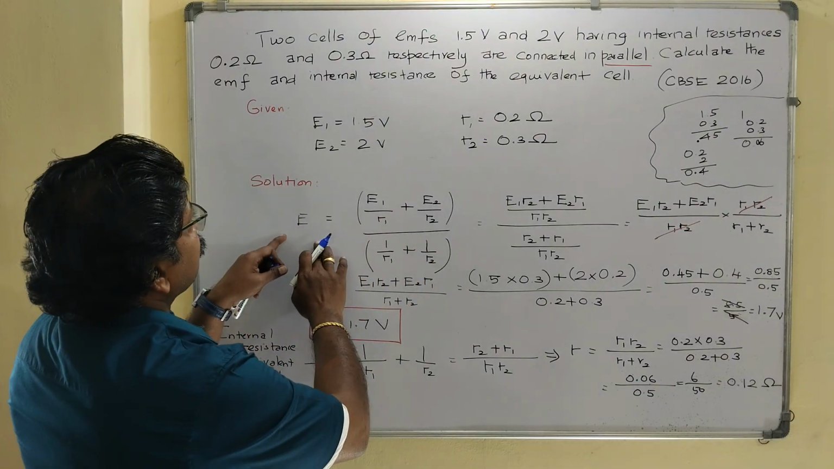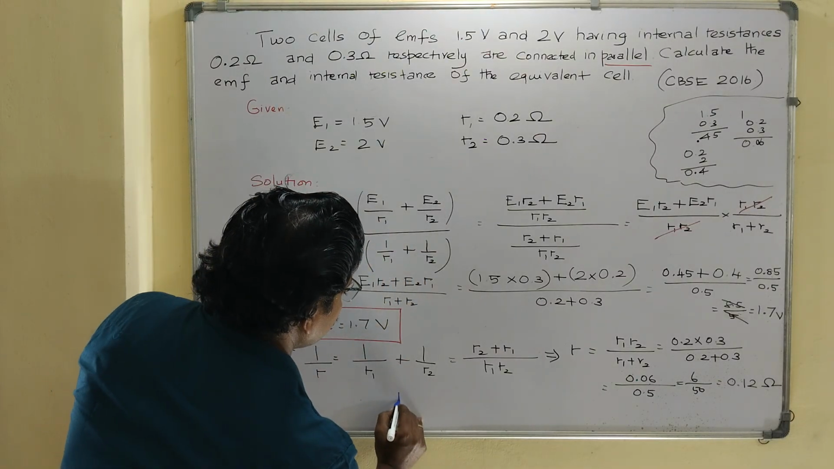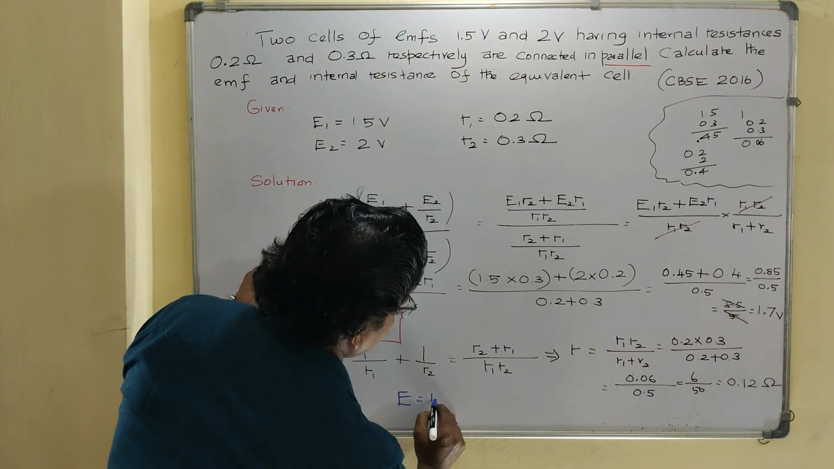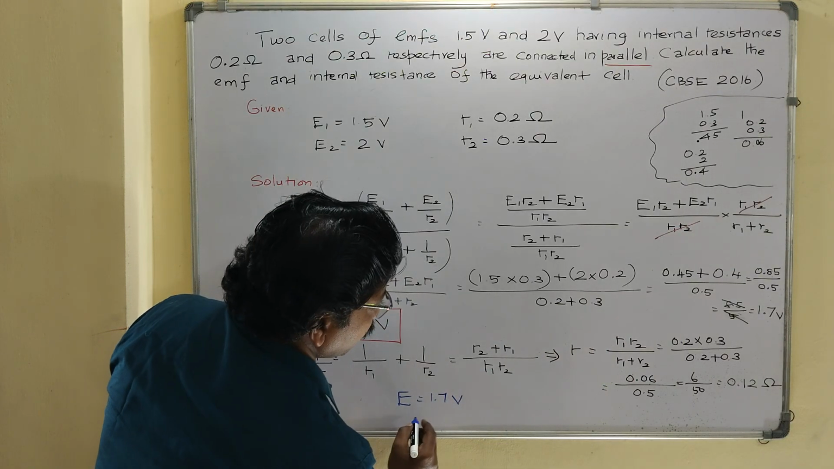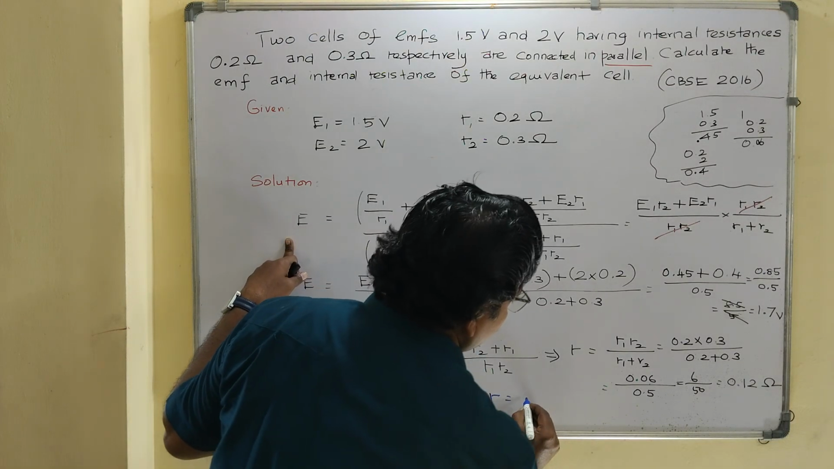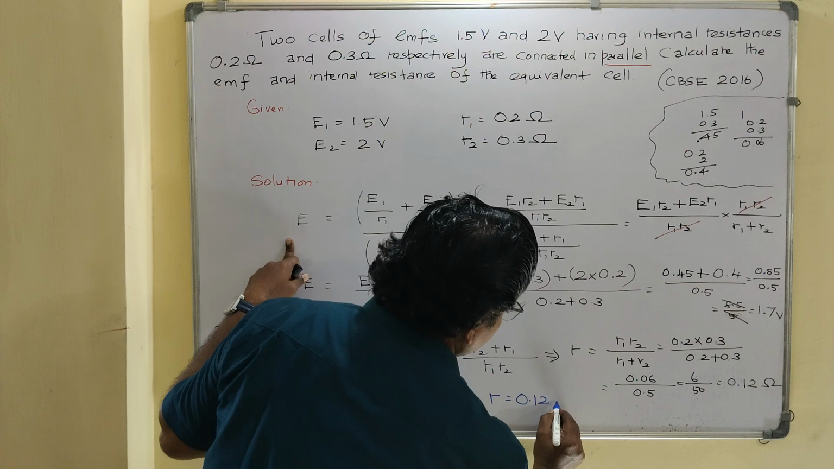And total EMF of the equivalent cell E equal to 1.7 volt. This is our final result. Total internal resistance R equal to 0.12 ohm.